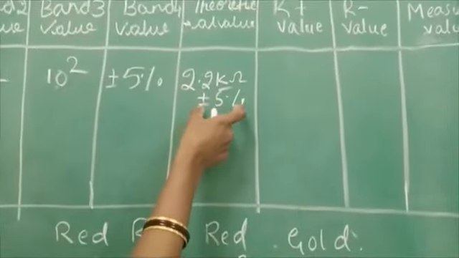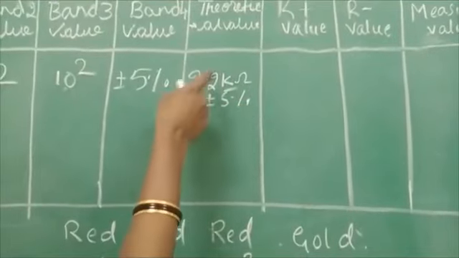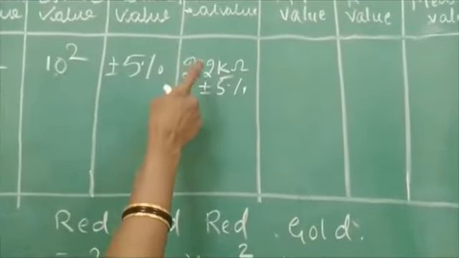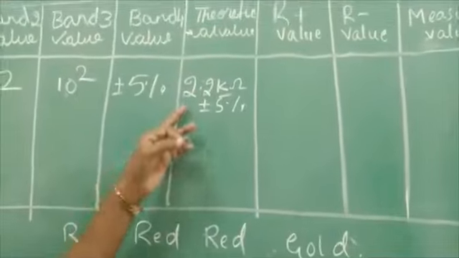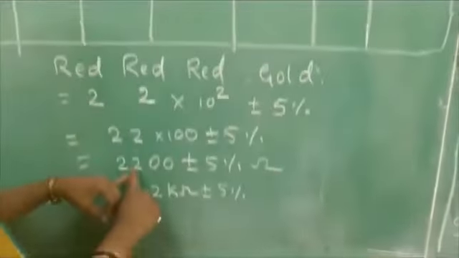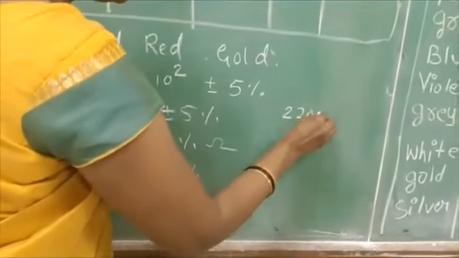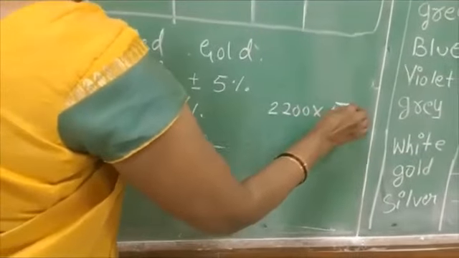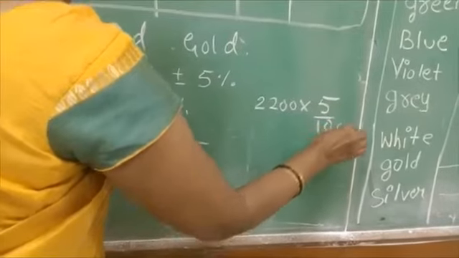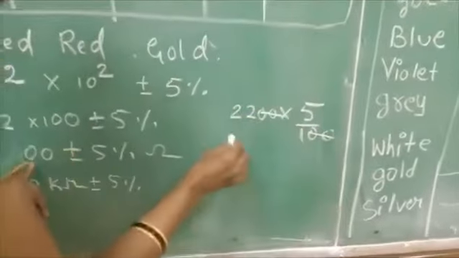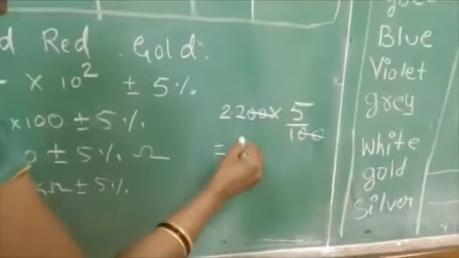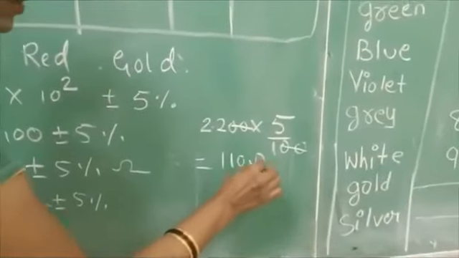So what is this plus or minus 5%? How much will we get for 2.2 kilo ohm? Let us find out now. 2.2 kilo ohm or 2200 ohm, I will write here. 2200 ohm into 5% is 5 divided by 100. So these two zeros cancel each other. The value of this is 110 ohm.